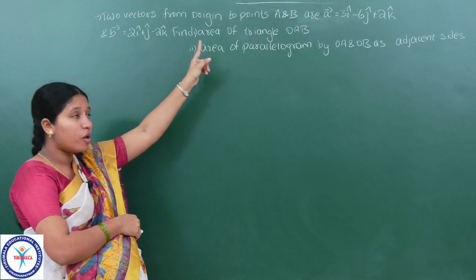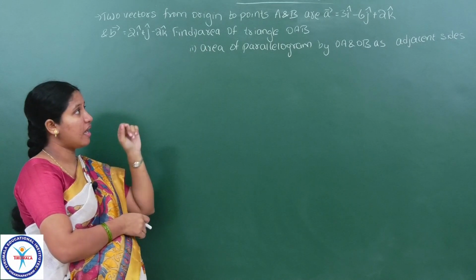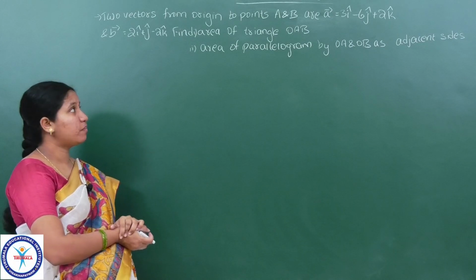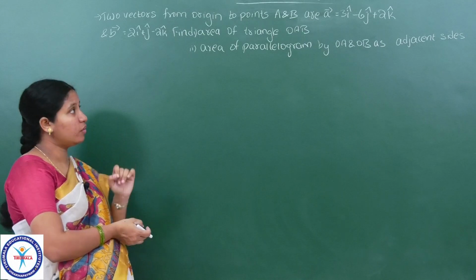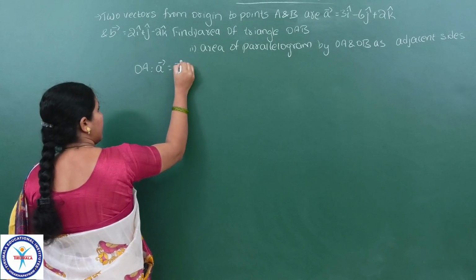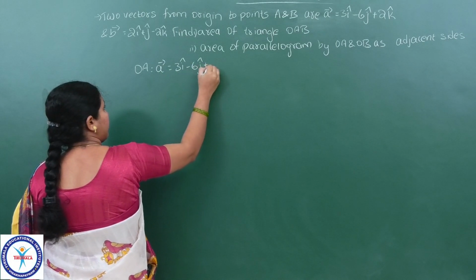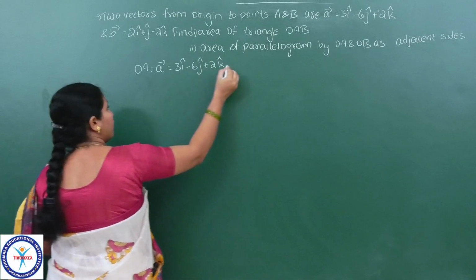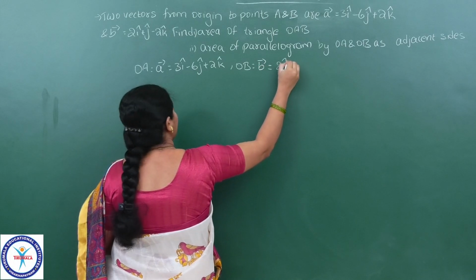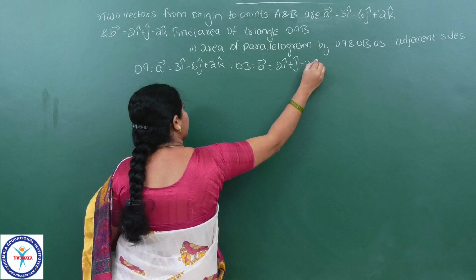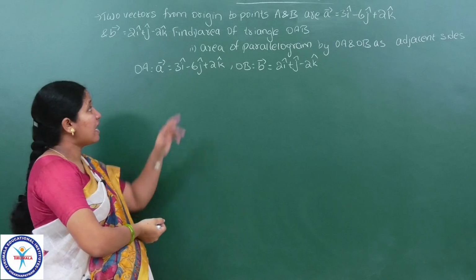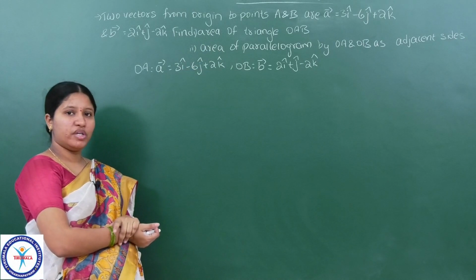Two vectors from origin to points A and B are a bar is equal to 3i cap minus 6j cap plus 2k cap. Means the position vector OA is equal to a bar, that is 3i cap minus 6j cap plus 2k cap, and OB is equal to b bar, that is 2i cap plus j cap minus 2k cap. So these are the two given vectors and asked to find area of triangle OAB.